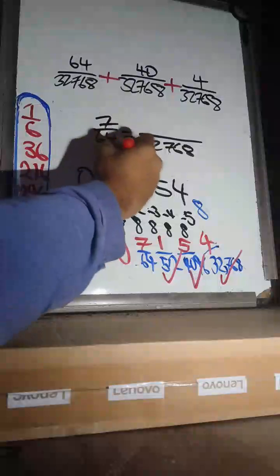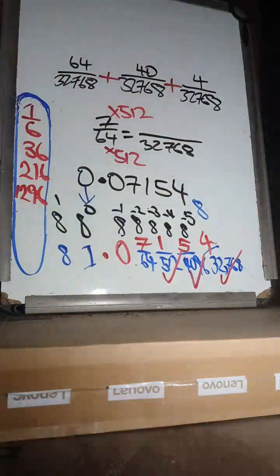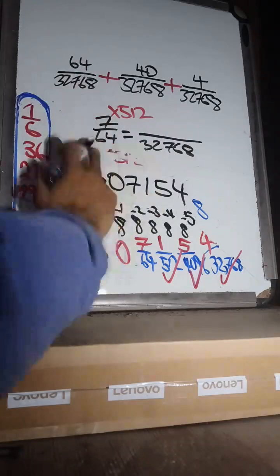You have to multiply this by 512 and this by 512. So this will be 3584.